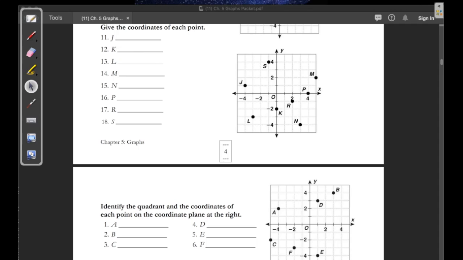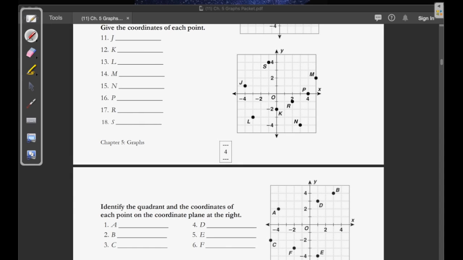Now we have coordinate points given to us for numbers 11 through 18. Let's take letter J, for example. Let's find it on the coordinate plane. All right, I'm going to circle it for you just so you guys could see it. And it wants us to write the coordinate point. So I start at the origin. I see that my x-axis, it was all the way down to the left, -4. So my x-coordinate is -4, and then went up 1. So I put a +1 as the y-coordinate. So for J, the coordinate point is -4, 1.